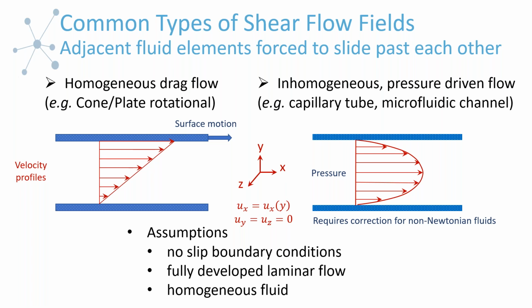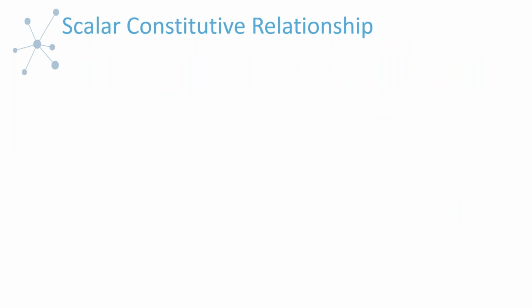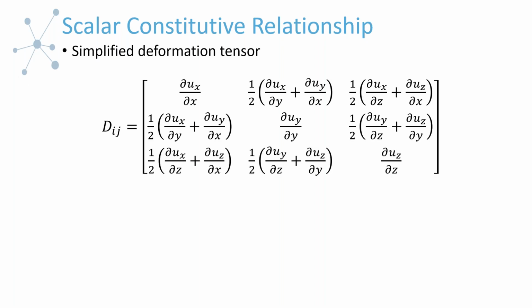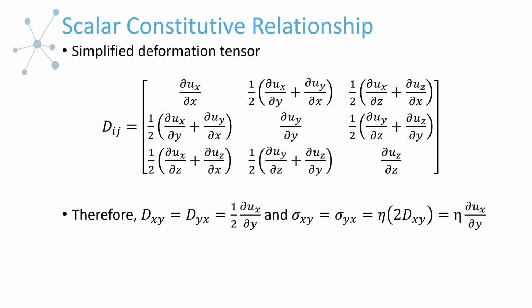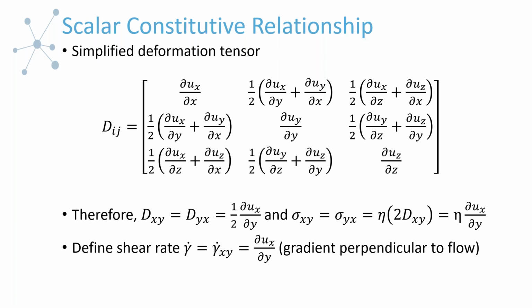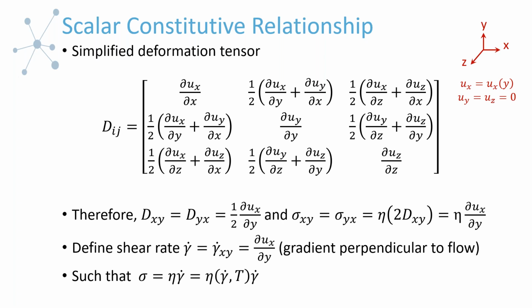Okay, so these are common flow fields. One of them is what we have in our instrumentation. One of them is in a very common rotational geometry. So now what we can do is we want to take that more complicated tensor relationship for the constitutive equation and simplify it down. So the first thing we can do to get there is to simplify this deformation tensor. And how are we going to do this?